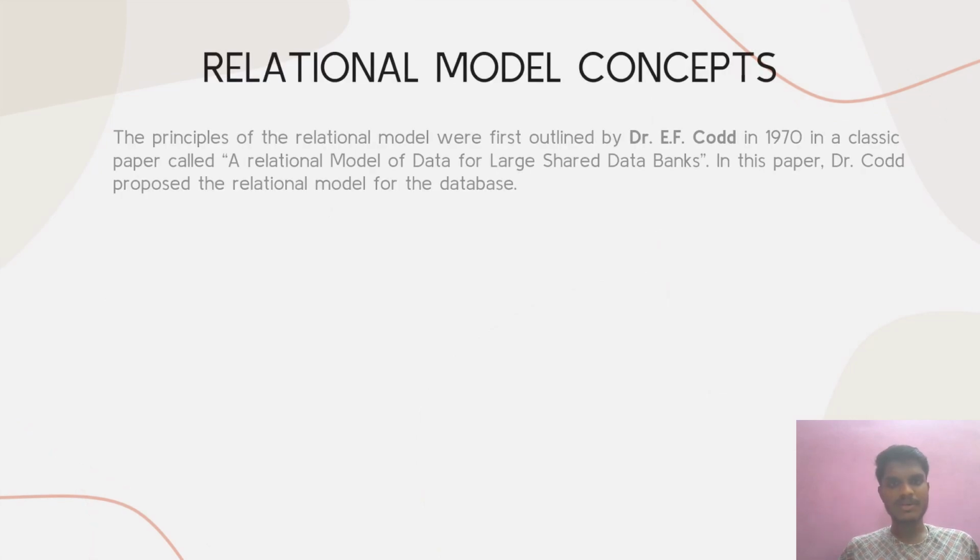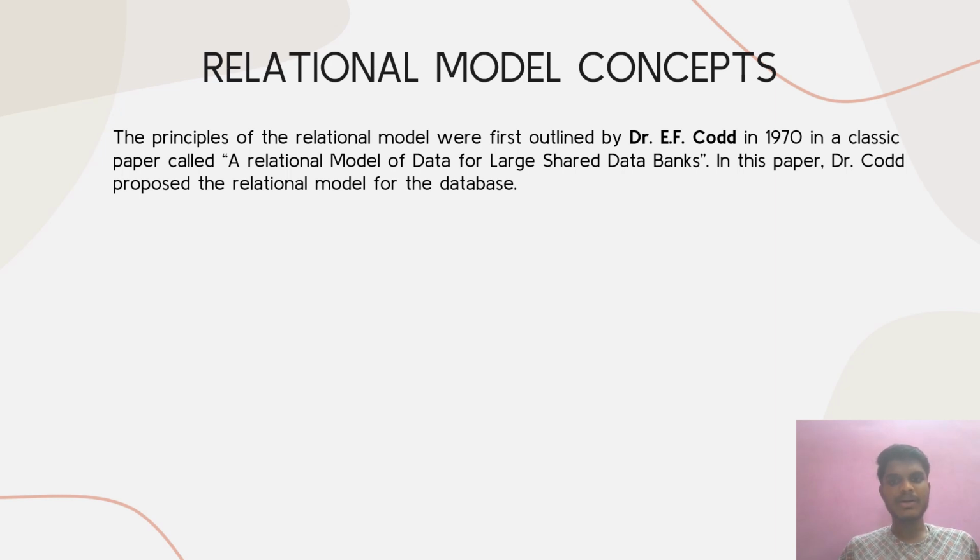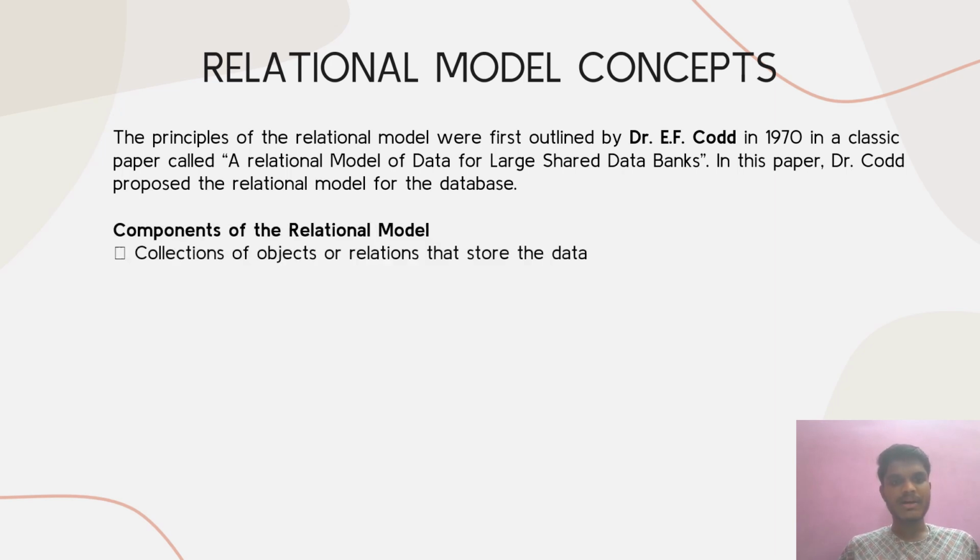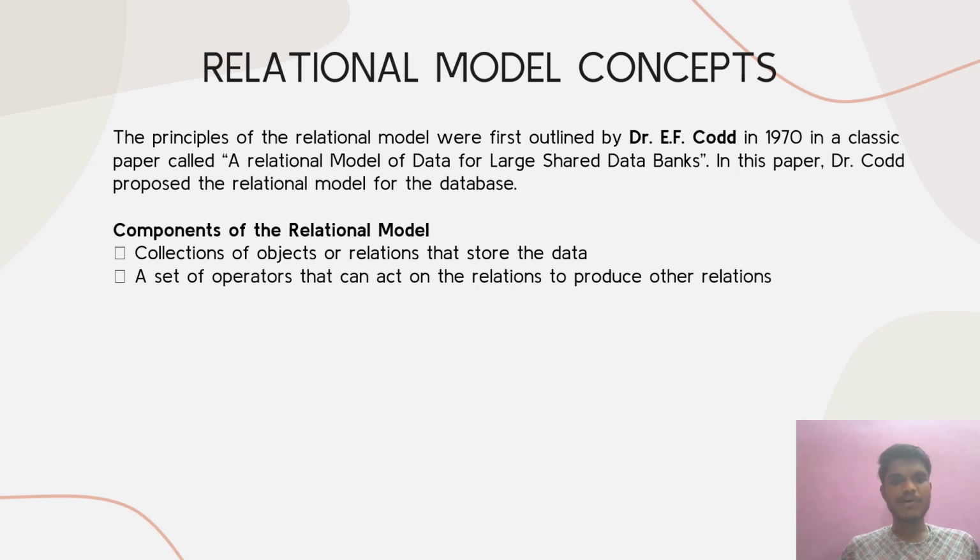Relational model concepts. The principles of the relational model were first outlined by Dr. E. F. Codd in the year 1970 in a classic paper called A Relational Model of Data for Large Shared Data Banks. In this paper, Dr. Codd proposed the relational model for the database. Components of the relational model are collections of objects or relations that store the data, a set of operators that can act on the relations to produce other relations, and data integrity for accuracy and consistency.